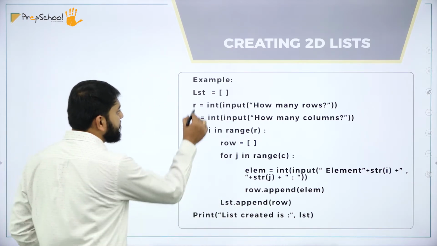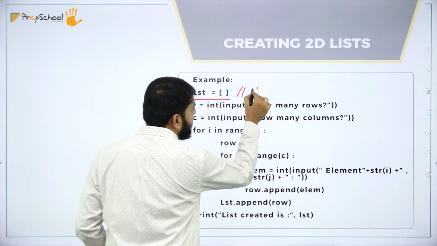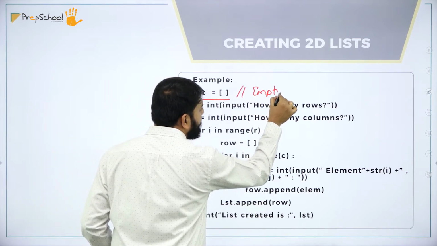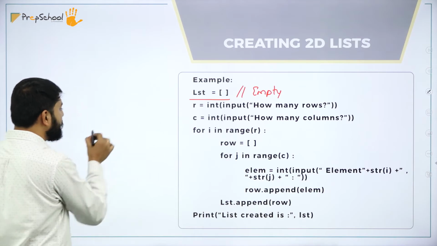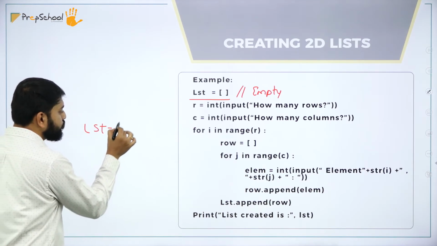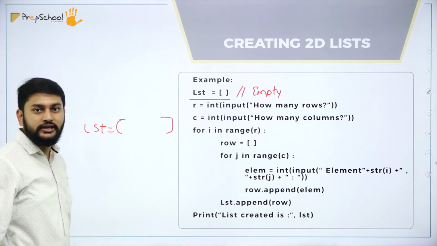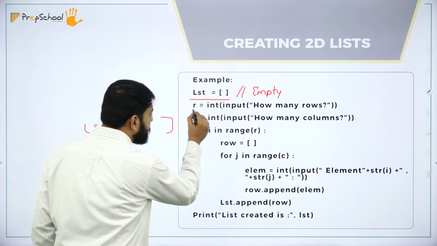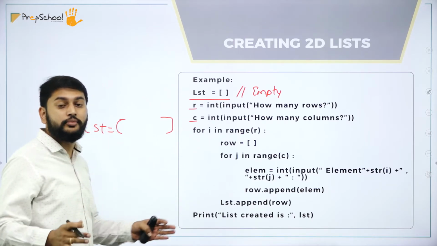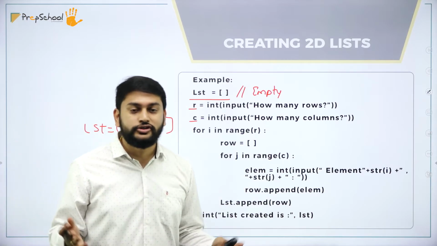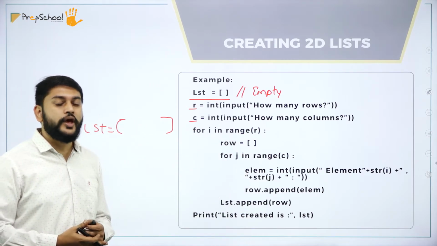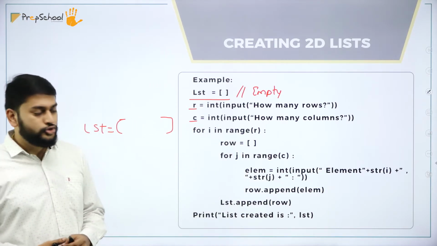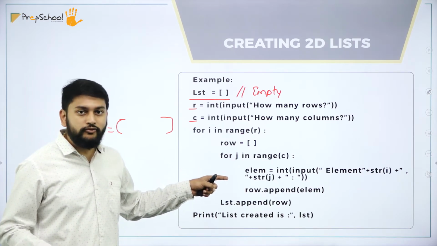So guys, over the first line that I have, this line will create the empty list. So the name of the list is LST, with the square brackets. So this is the main list that I'm going to create. Then after that, I'm just reading the value from the user, how many number of columns and how many number of rows that I want. So that is the two values which is very, very important for me. Okay, because inside the loop I will be using this.